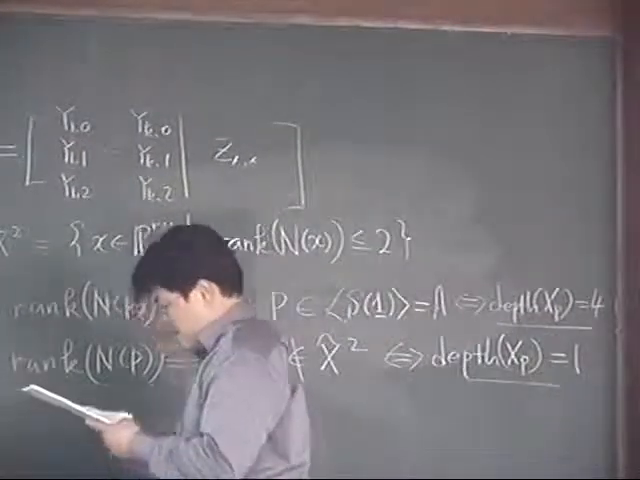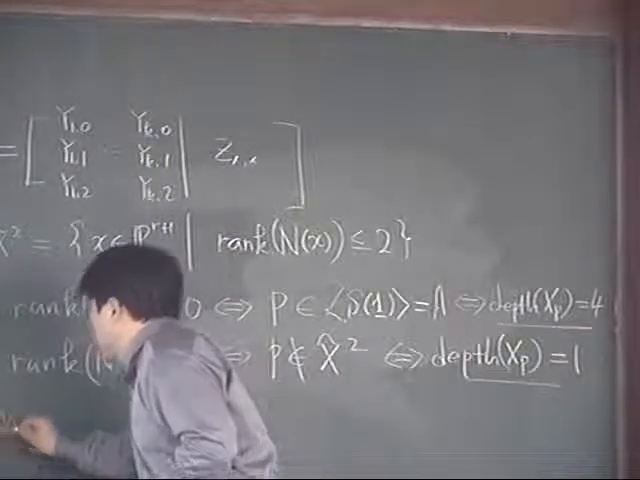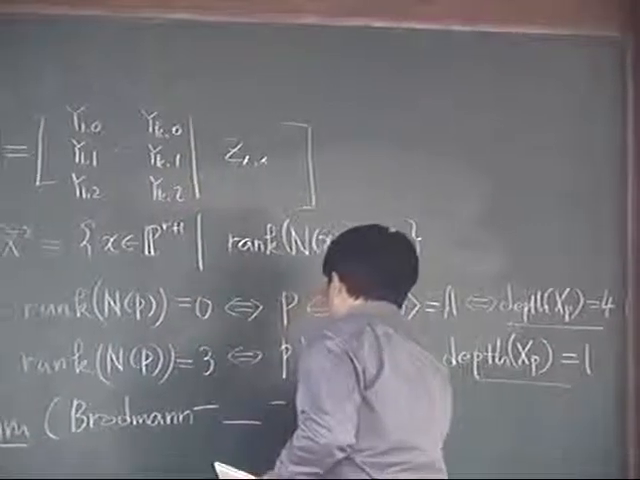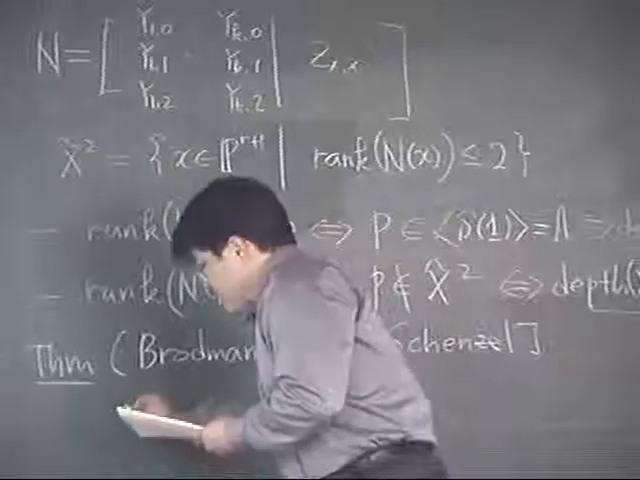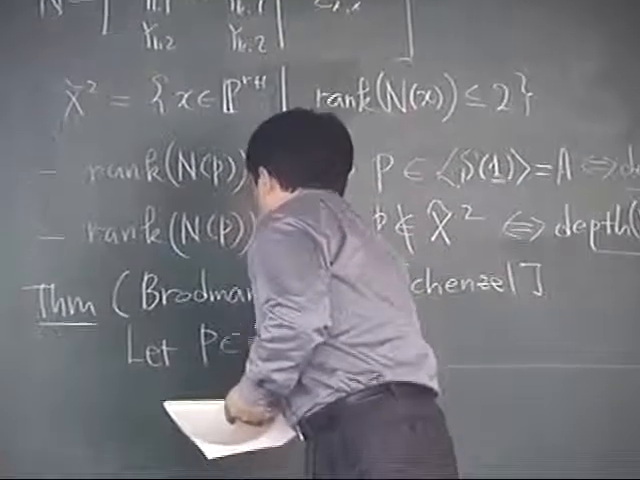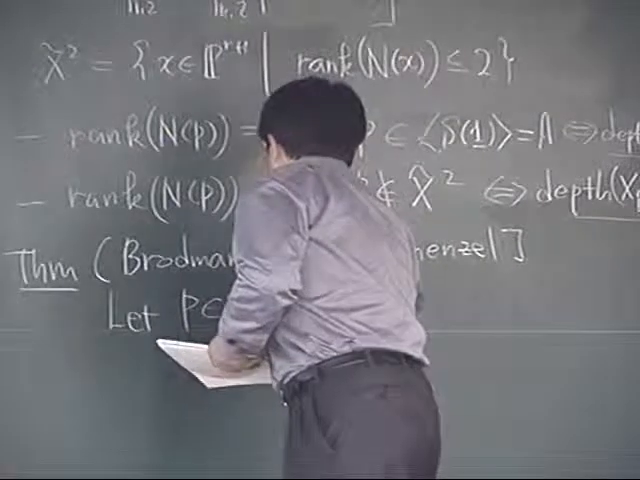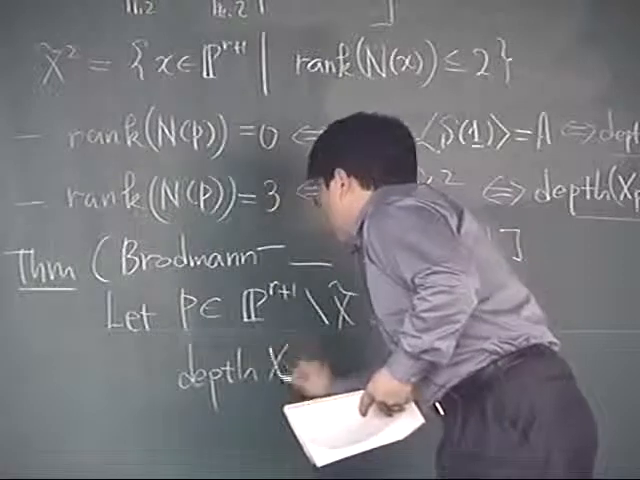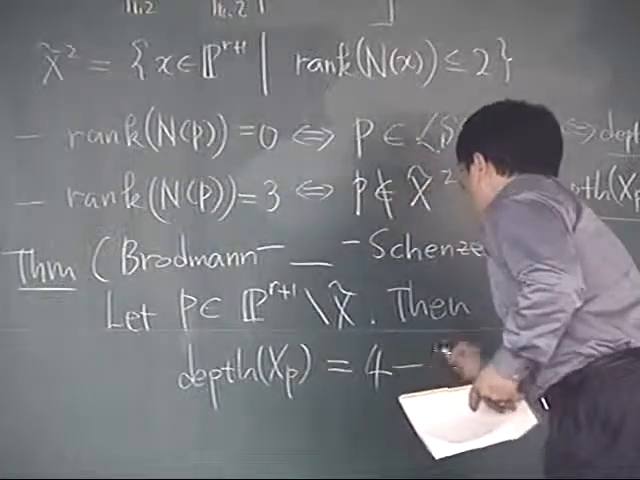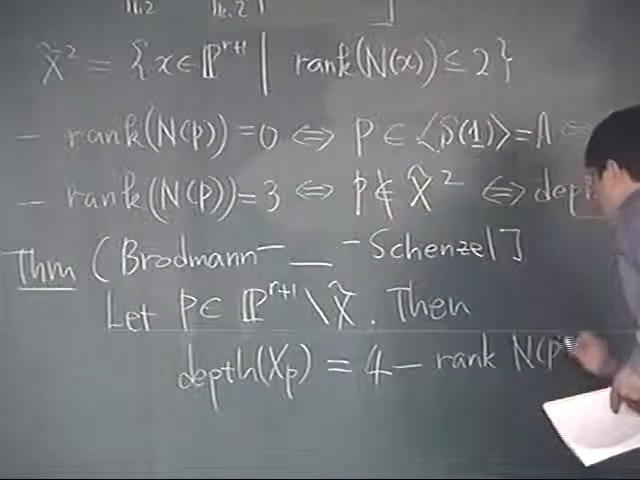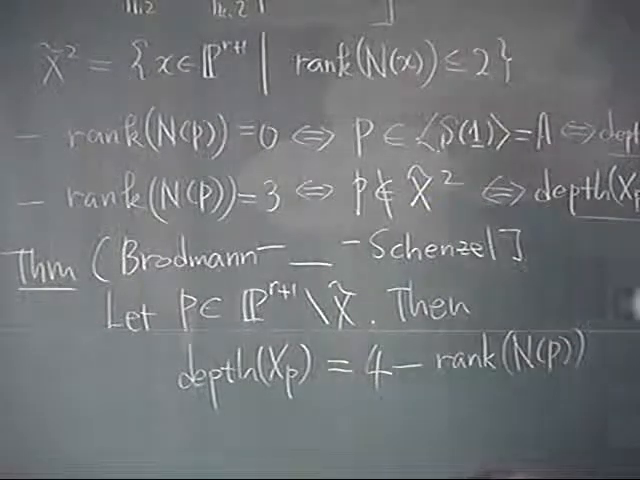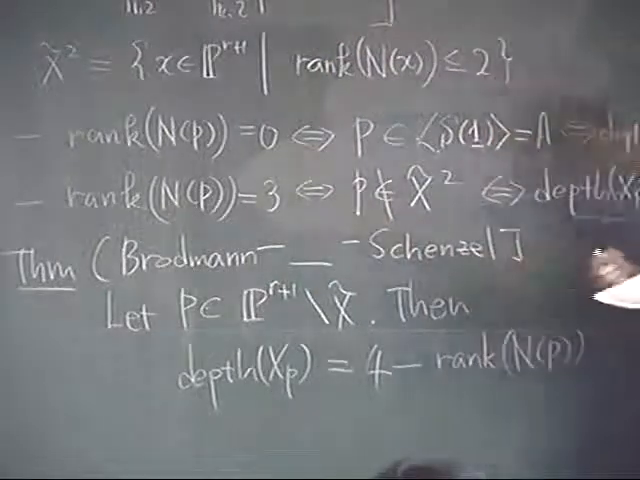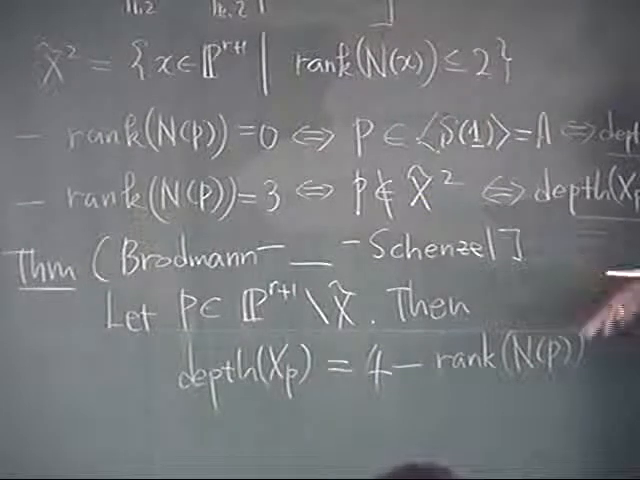And in this way, the theorem is, if we choose a point outside of the scroll, then the depth of X_P is indeed 4 minus the rank of this matrix. And because for a given point we can easily calculate the rank of this matrix, this result provides a computational method to determine the depth of the image.